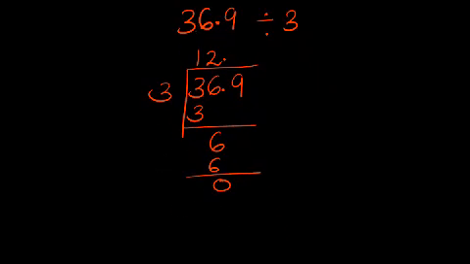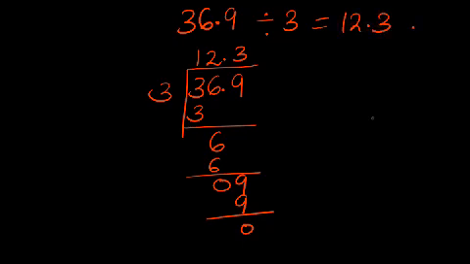So next, 3 times 3 is 9. Bring down the 9. How many 3's are in 9? 3. 3 times 3 is 9. Remainder 0. So the answer is 12.3. Okay, I'll show another example.